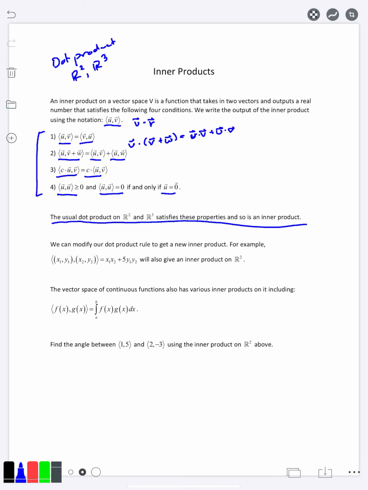The first example I'm giving you here is that if you want to take the dot product of 2 vectors in R2, x1, y1, and x2, y2, I can do my normal dot product, put an extra 5 here, and you can check it will still satisfy all 4 of those conditions. That 5 doesn't change the properties. But what that does is that 5 gives more weight to the y-axis. It basically tells us that moving along the y-axis is maybe 5 times as much as moving along the x-axis.